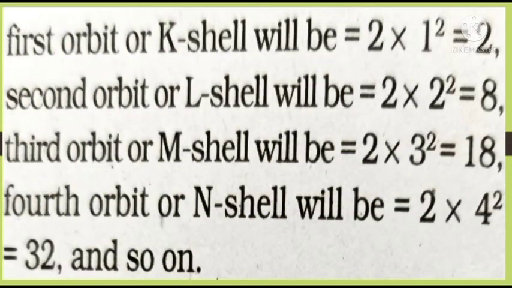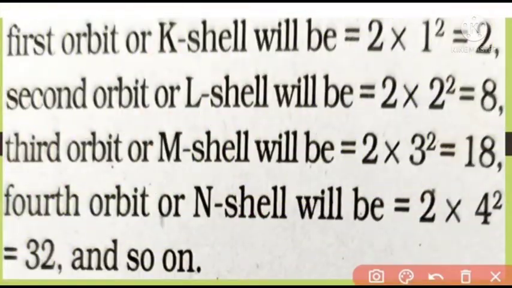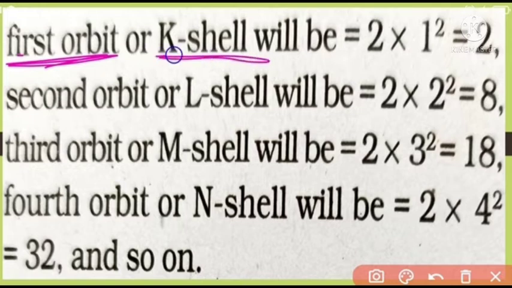The maximum number of electrons in one orbit or shell follows the formula 2n square, which we already discussed in the last class. n means the number of the energy shell or energy level. The first orbit, provided by Niels Bohr, is the K shell. So n value is equal to 1, and 2 into 1 square is equal to 2. So the maximum number of electrons in the first orbit is 2.